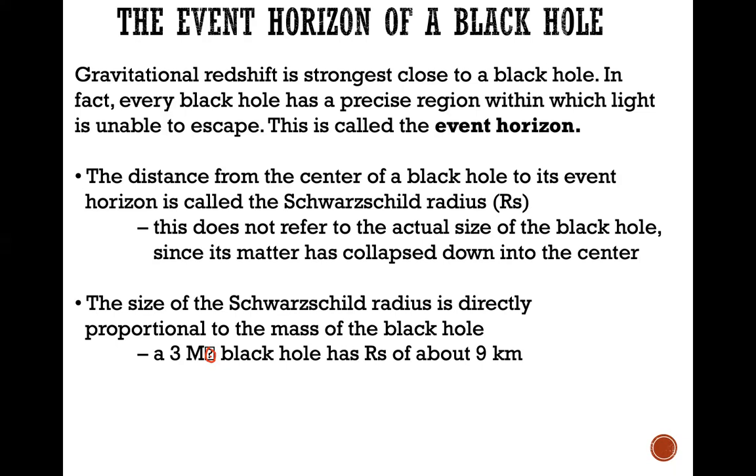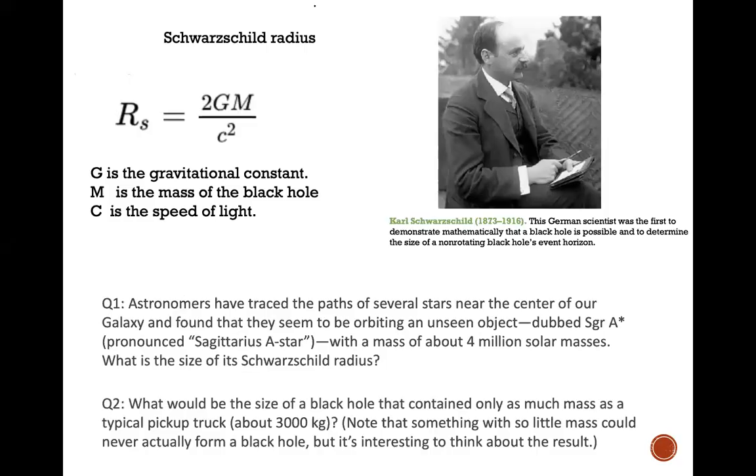So if you have a black hole which has a Schwarzschild radius of 9 kilometers, you can go as close as 9 kilometers to this particular black hole, but if you proceed, then you cannot come back, right? So it's something like that. This Schwarzschild radius is given by this simple equation.